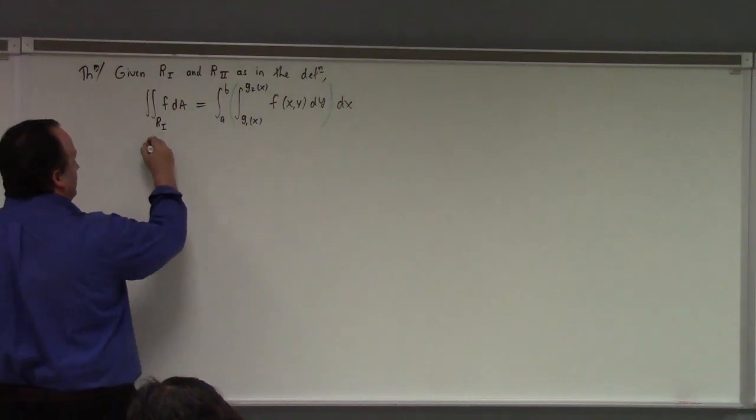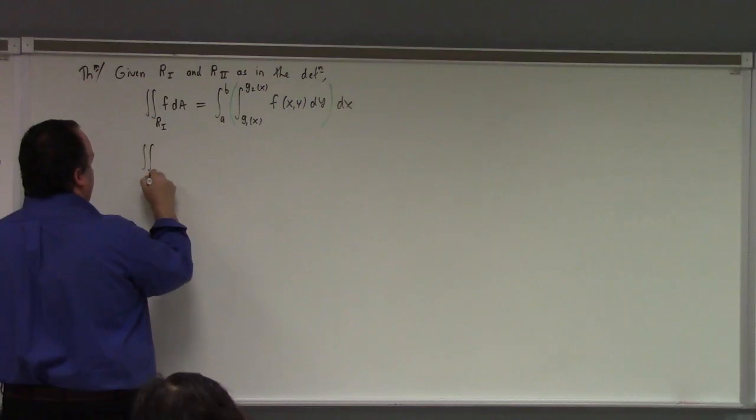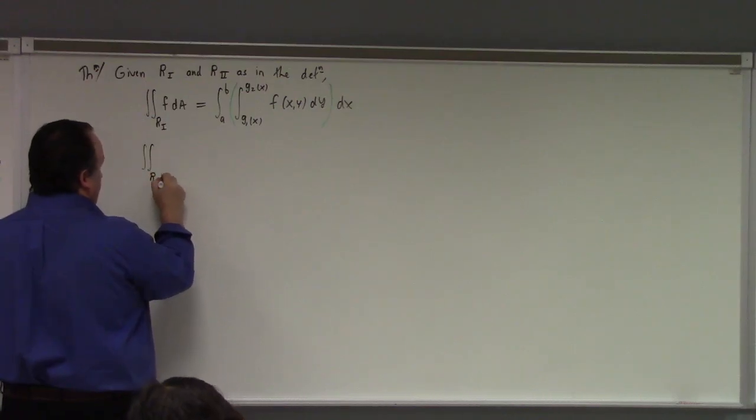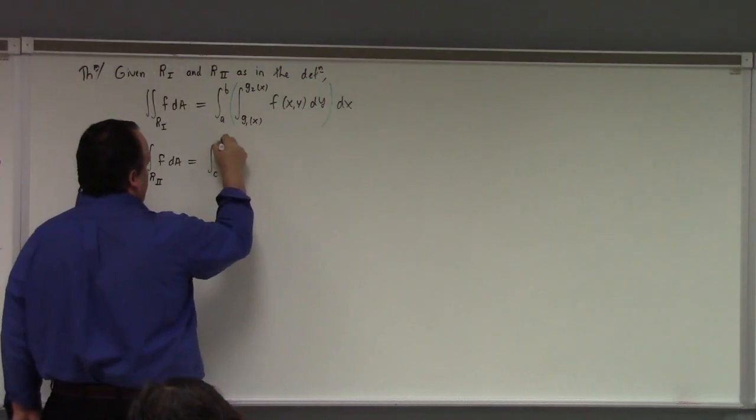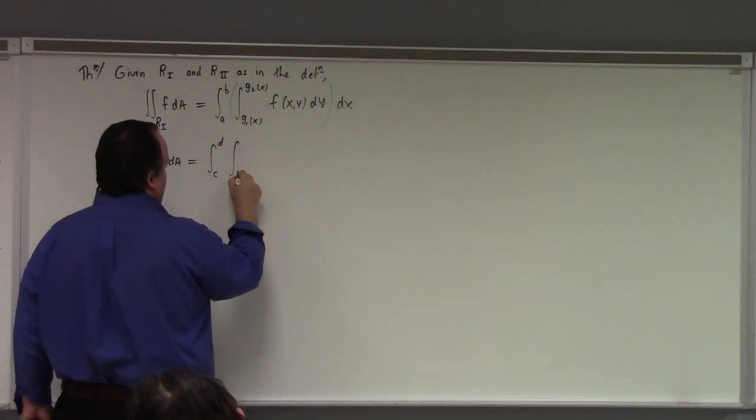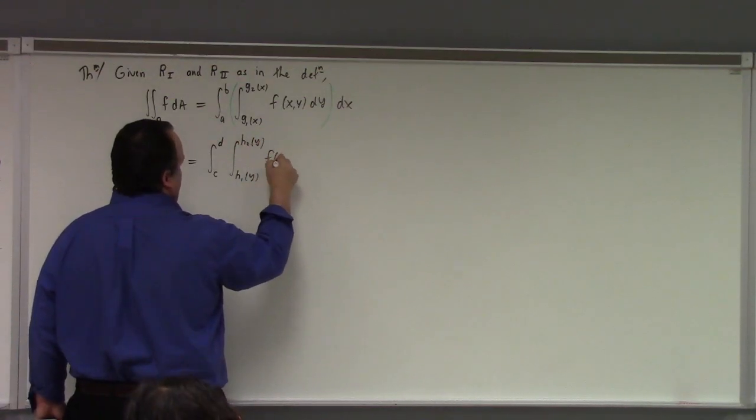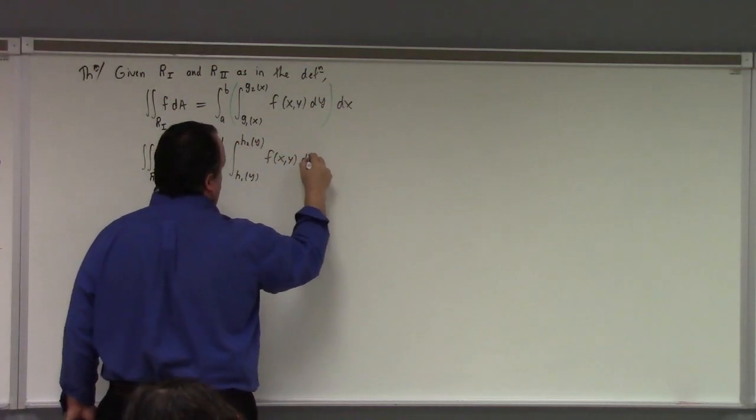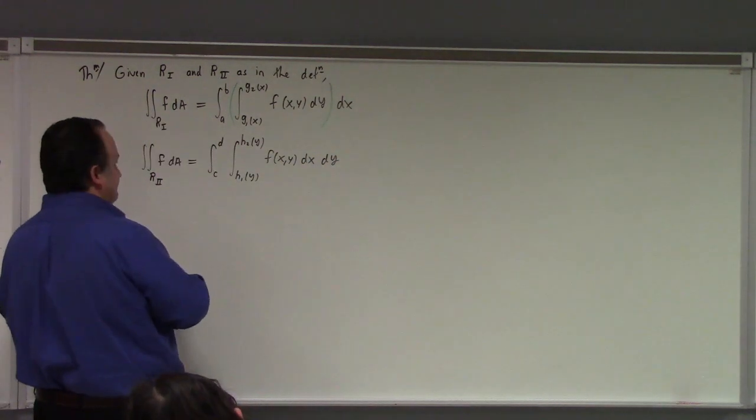On the other hand, the integral of a function over the R2 region, the way we would set that up is the integral from c to d, and then the integral from, say, h1 of y to h2 of y, f of x comma y, dx, then dy. All right?